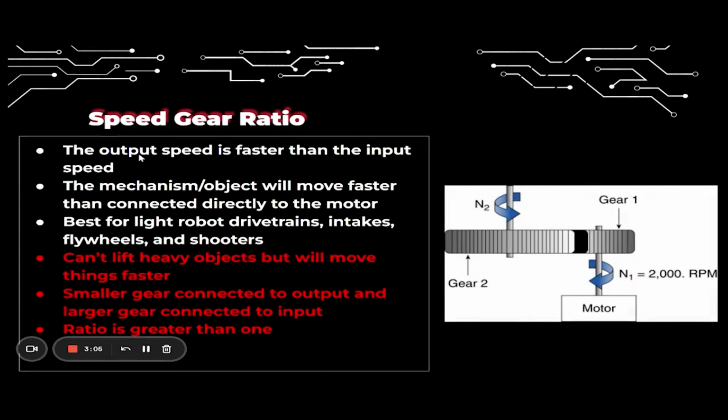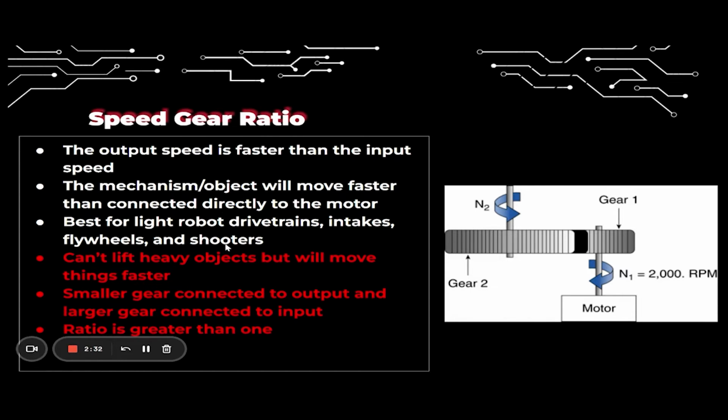So a speed gear ratio is going to have the output speed faster than the input speed. Your wheel is going to be spinning faster than your motor if you have a speed gear ratio. The mechanism or object will move faster than connected directly to the motor, and it's best for light robots, drivetrains, intakes, and flywheels, and in some instances, shooters. It can't lift heavy objects, but things will move faster with the speed gear ratio.